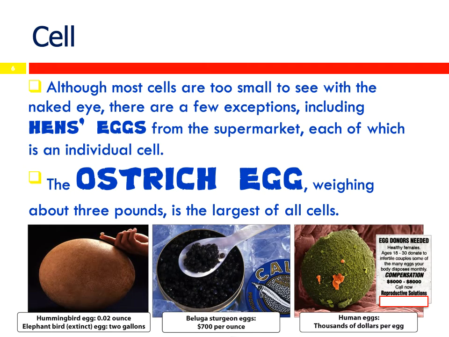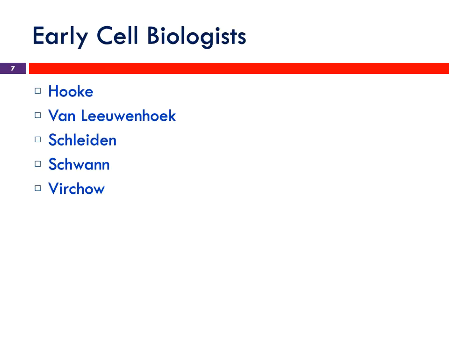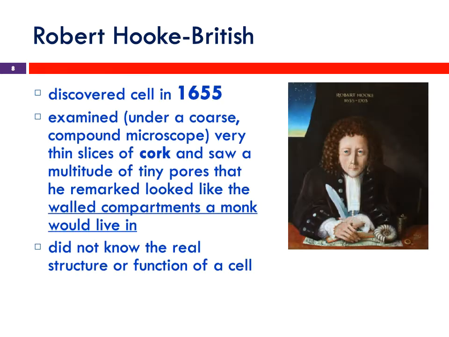Most cells are microscopic. However, you can see them in the grocery store anytime you want by looking at the eggs. The largest single egg on the planet is the ostrich egg, weighing about 3 pounds. You will need to know the big five: Hooke, Van Leeuwenhoek, Schleiden, Schwann, and Virchow.